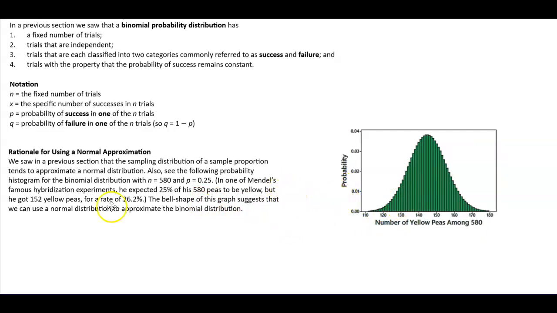In one of Mendel's famous hybridization experiments, he expects 25% of his 580 peas to be yellow, but he got 152 yellow peas for a rate of 26.2%. The bell shape of this graph suggests that we can use a normal distribution to approximate the binomial distribution.